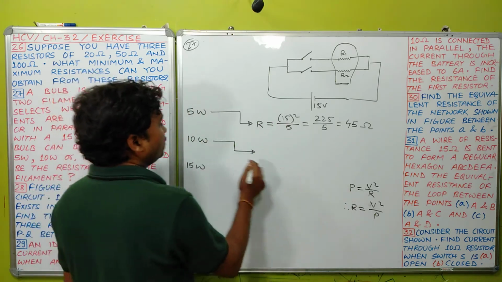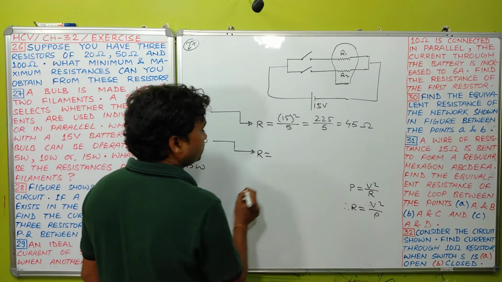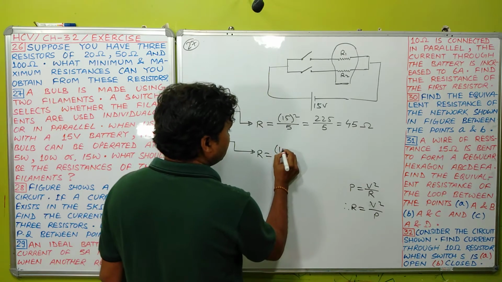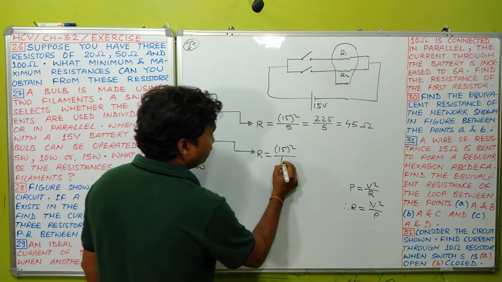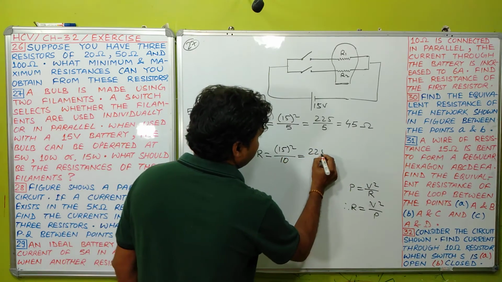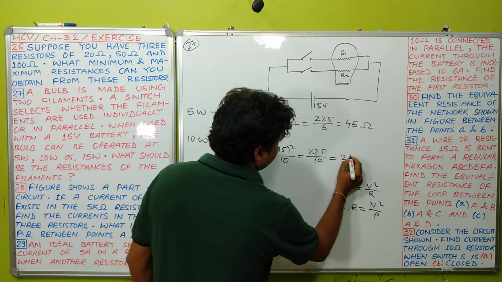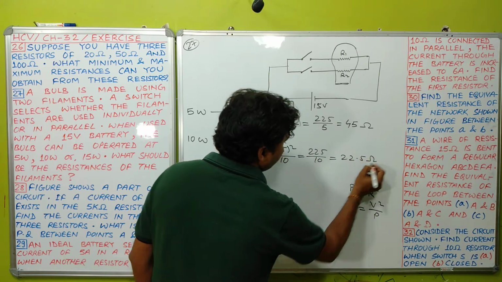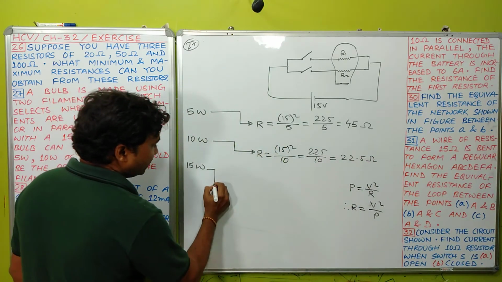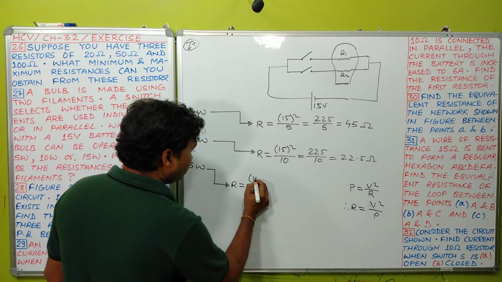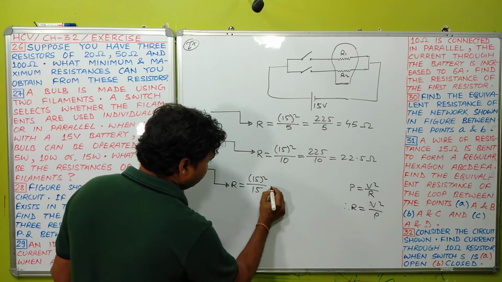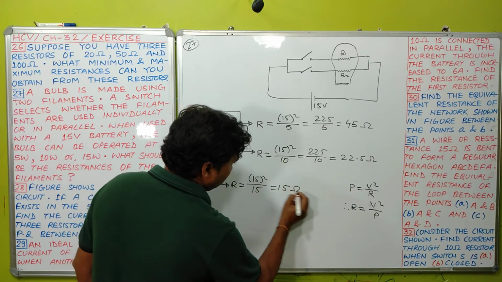Okay, again for 10 watt, the value of resistance will be V square divided by P, where power is 10 watt. This is 225 by 10 equals 22.5 ohm. Now when the value of power is 15 watt, in this case R equals 15 square divided by 15. This is 15 ohm.